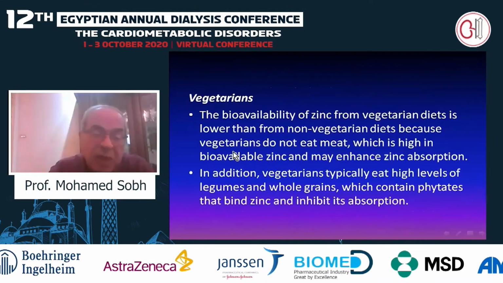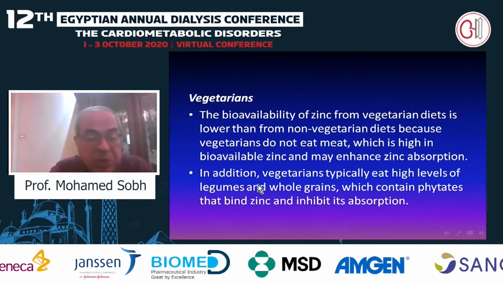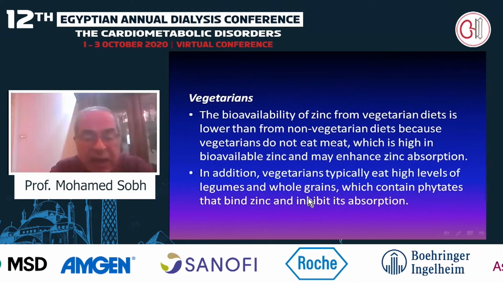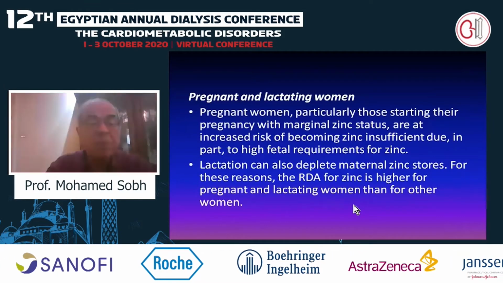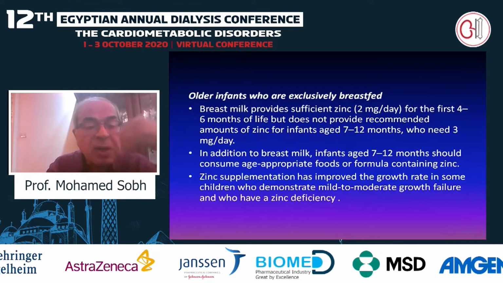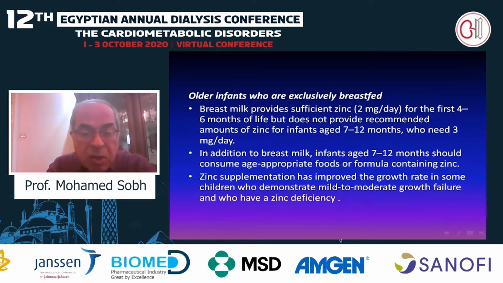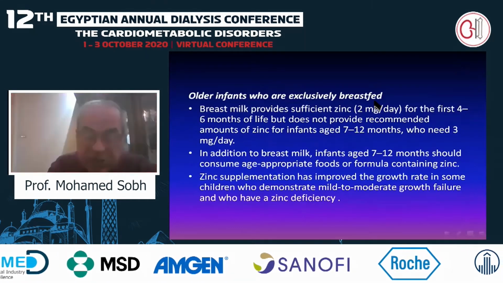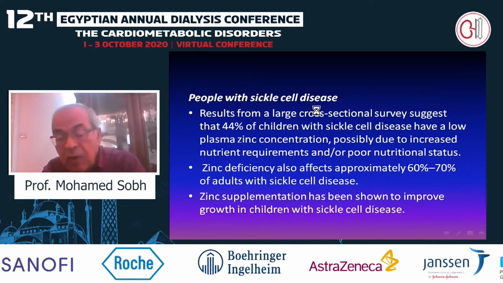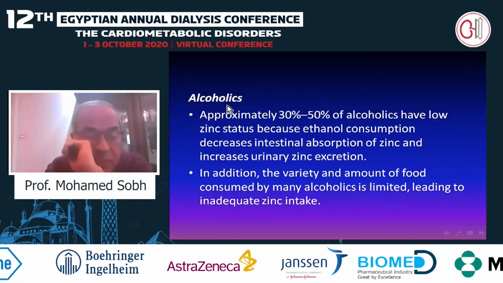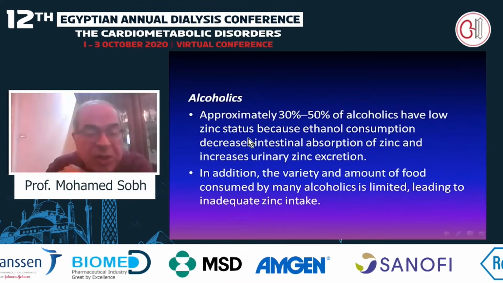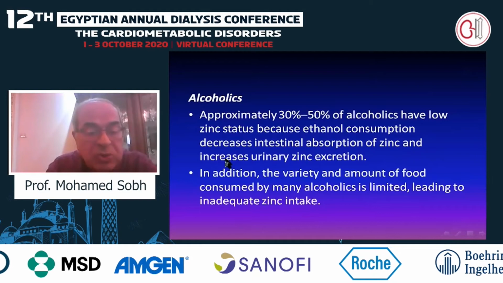In addition, vegetarians usually eat much whole grains, which contain phytates that bind zinc and inhibit its absorption. So vegetarians, also pregnant and lactating women, are liable to hypozincemia. Older infants who are exclusively dependent on breastfeeding can have low zinc level. People with sickle cell disease are liable to have low level of zinc as well. And alcoholics, nearly 30 to 50% of alcoholics have low zinc status because ethanol consumption decreases intestinal absorption of zinc and also increases urinary zinc excretion.